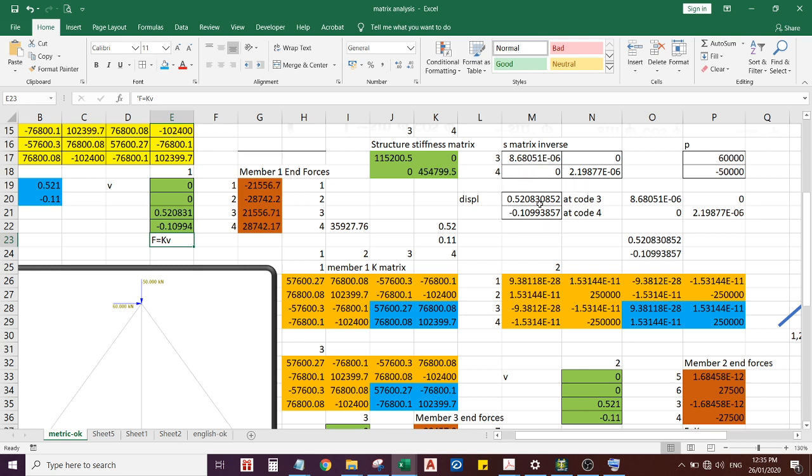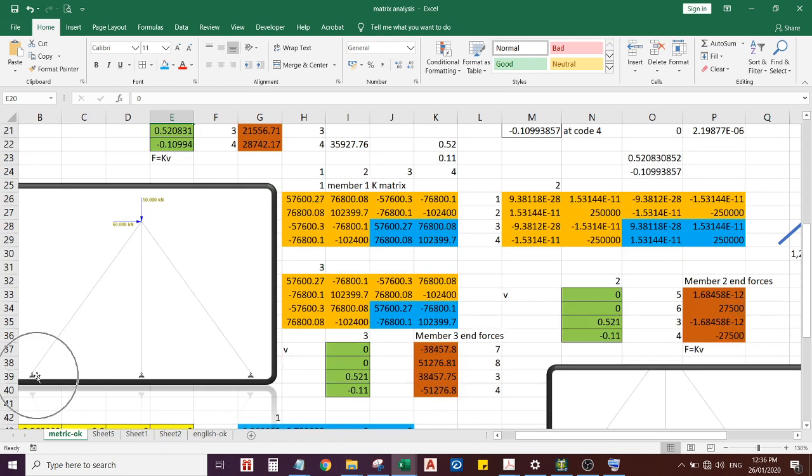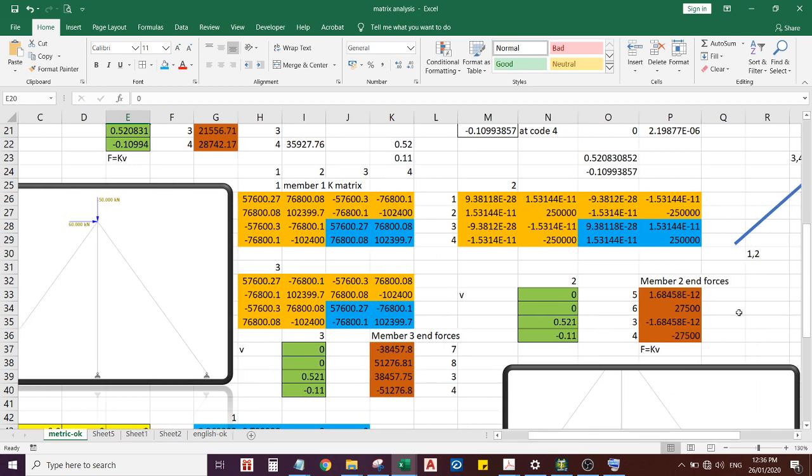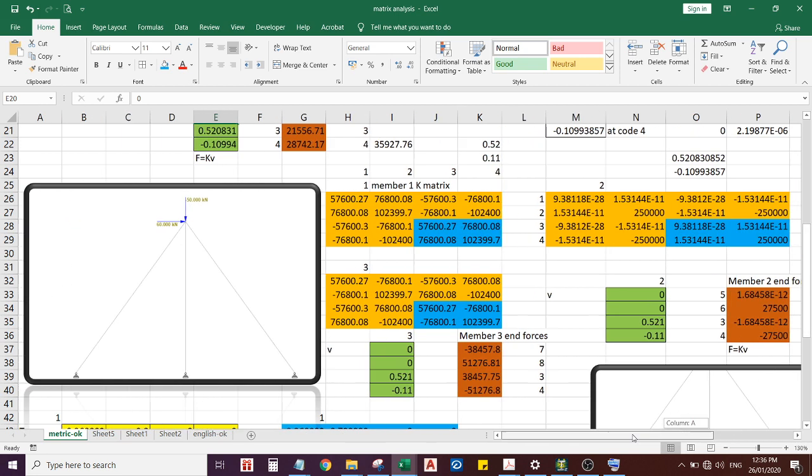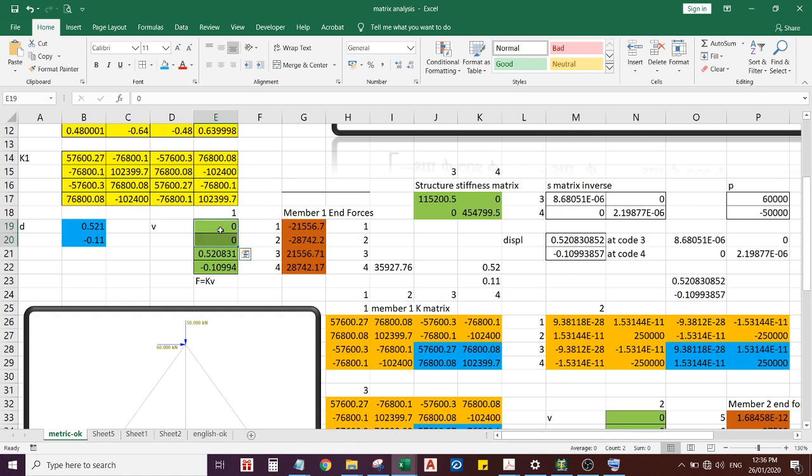What is the V matrix? The V matrix is this one for member 1. You will notice I have 0 values here because code 1 has 0 displacement. Code 2 has also 0 displacement because it's pin connected. Code 1 and 2 is pin connected, therefore 0 displacement there. And then type in the values of what we get here, 0.52 and negative 0.11.